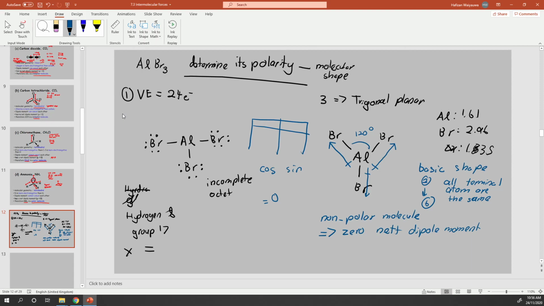Sebab tu hari tu kita dapat carbon, hydrogen, chlorine. Even though it is a basic shape, dia adalah tetrahedral, tapi the terminal atom tak sama. We have chlorine. Hydrogen and carbon is non-polar. So tak ada siapa nak cancelkan this two. So we have a net dipole moment.